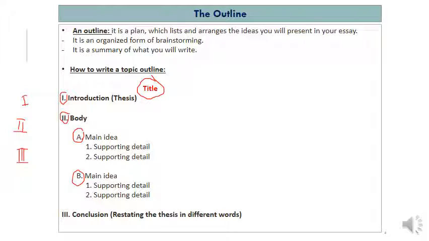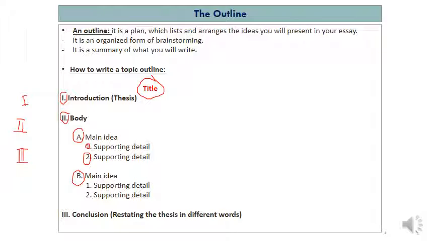So the first body paragraph is called A. It talks about the advantages. I write in the main idea, advantages of using mobile phones. What are the advantages? I write them where? In the supporting details. So I number them. Okay, I may have two supporting details or more. And I may have 3 or 4 based on your ideas.